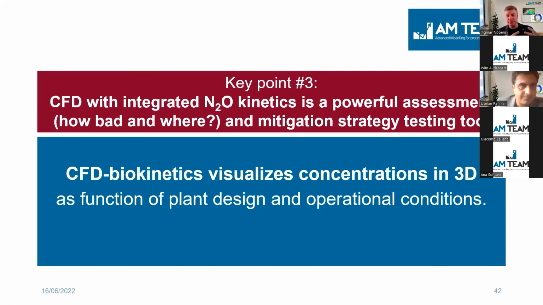So the CFD with the integrated kinetic model, including the N2O kinetics, is a powerful assessment tool. So you can observe or evaluate where in your reactor and to what extent N2O is being produced. And it could also point in the direction where you have to look for mitigation strategies. Okay, so the CFD-Biokinetics visualizes the concentrations in 3D as a function of the plant design and the operational conditions. It's, as I said, kind of an X-ray of your system.